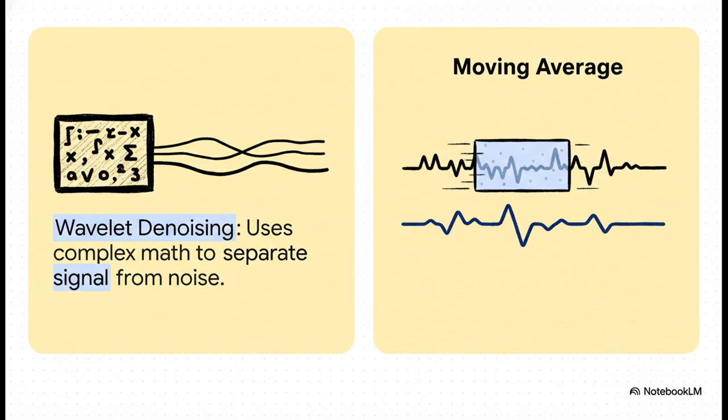Now, there are a couple of ways to do this. There are some really sophisticated methods like wavelet denoising, which use some pretty complex math. But there's also a much simpler, more intuitive way called a moving average. Just imagine taking the sales from the last, say, 30 days and finding the average. Then you slide forward one day and do it again and again and again. When you plot those averages, you smooth out all the daily bumps and you start to see a much clearer trend.